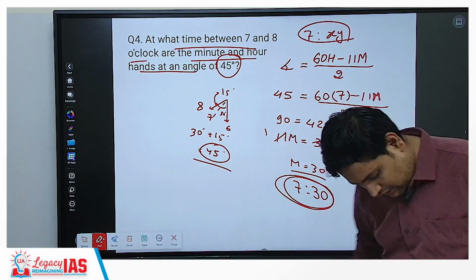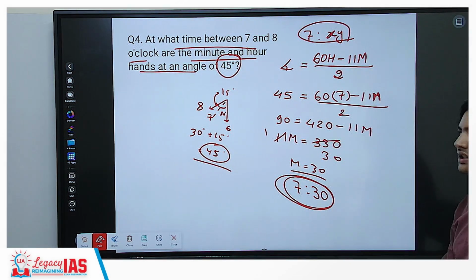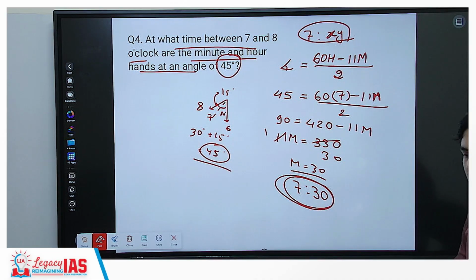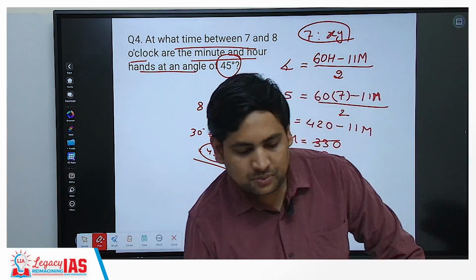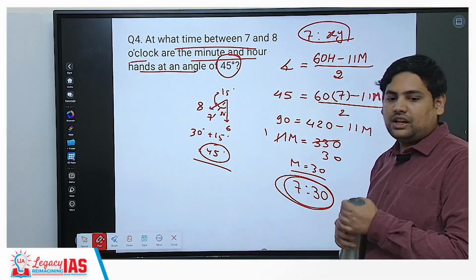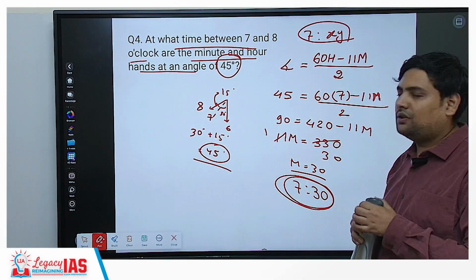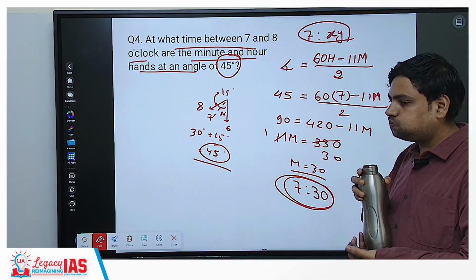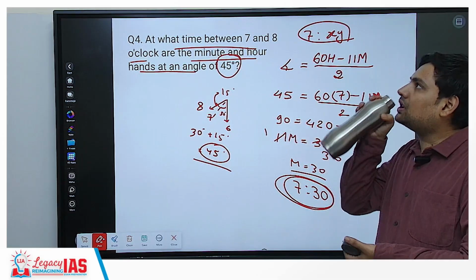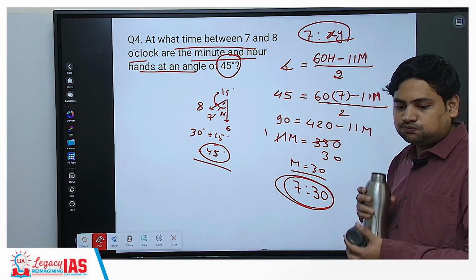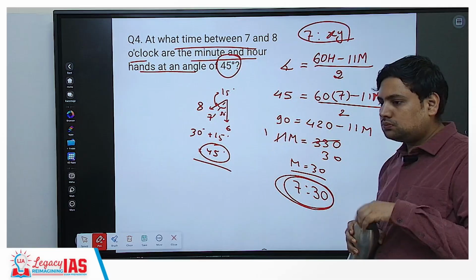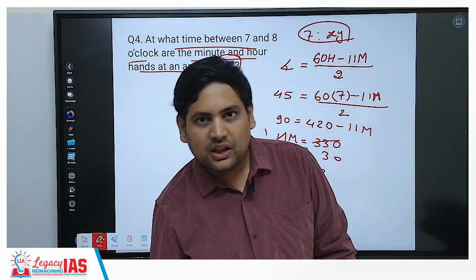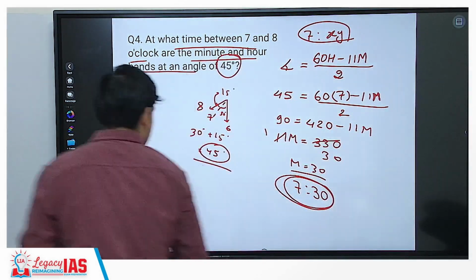But one thing is there, that this is still incomplete. Why is this incomplete? Because there won't be only one of these times, there would be more. See how?